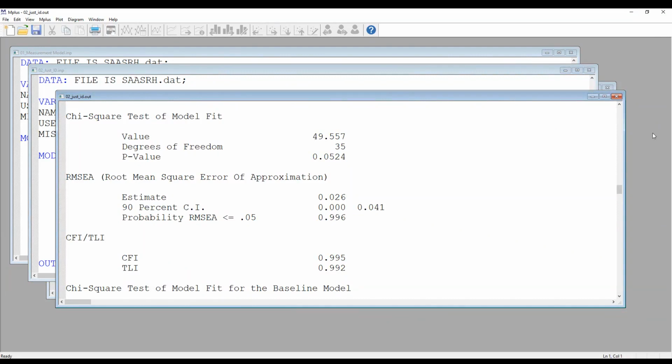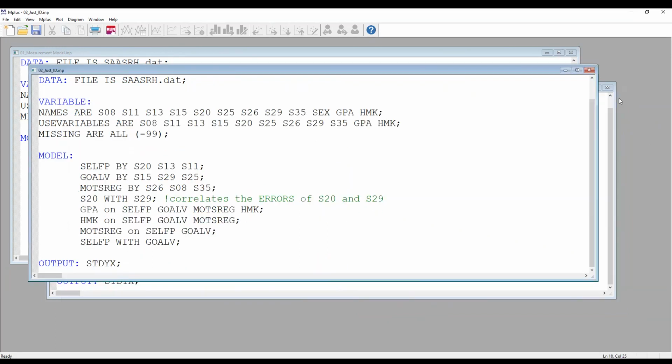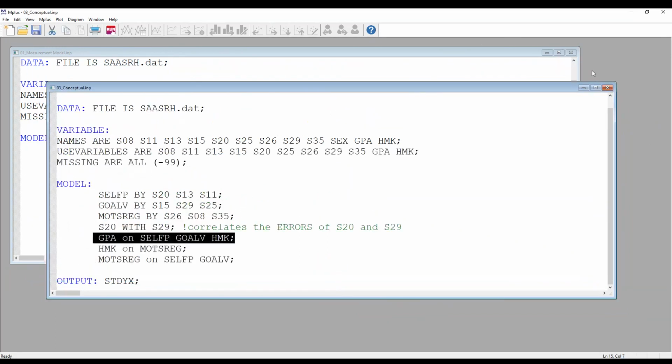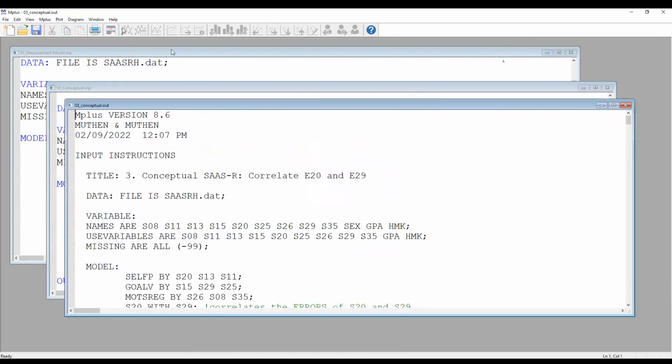So now let's go to our model 3, which is our conceptual model, where we're deleting all 3 of those paths simultaneously, and we're going to run that model. And now for this model, how many degrees of freedom are there going to be in this model that I just ran, without peeking?